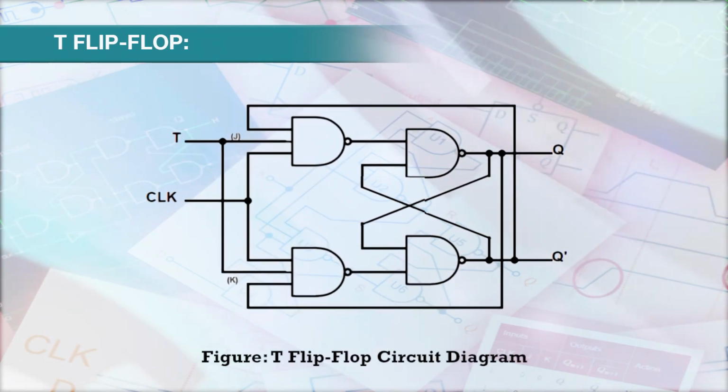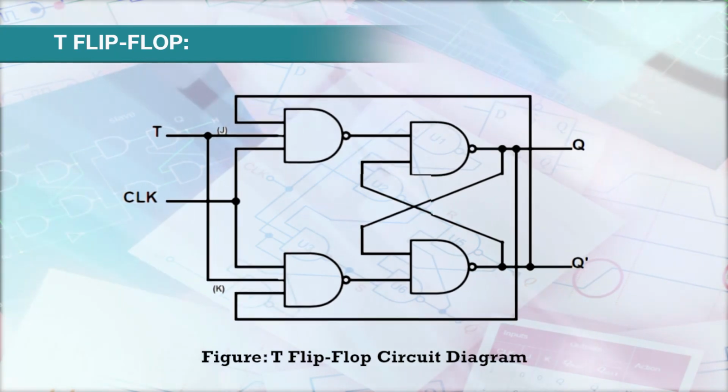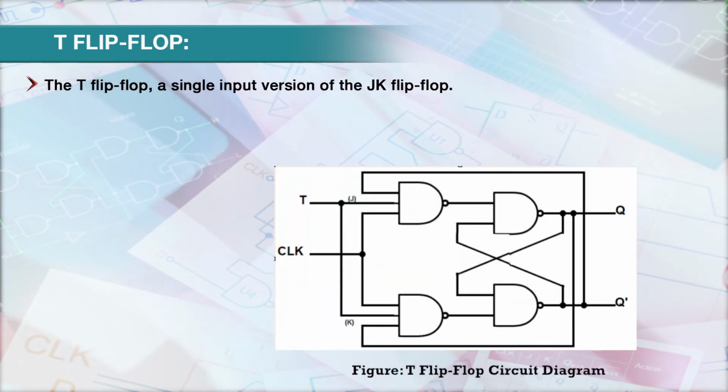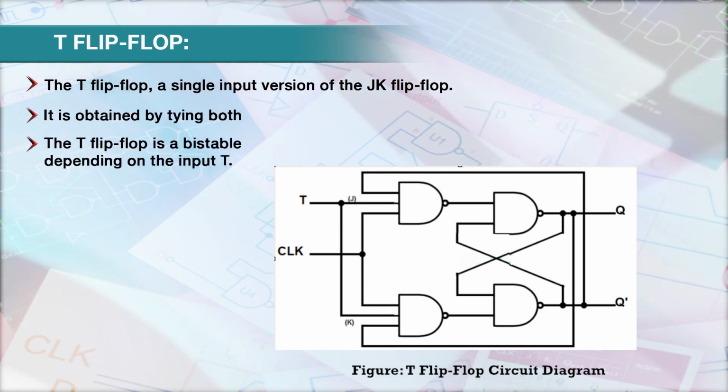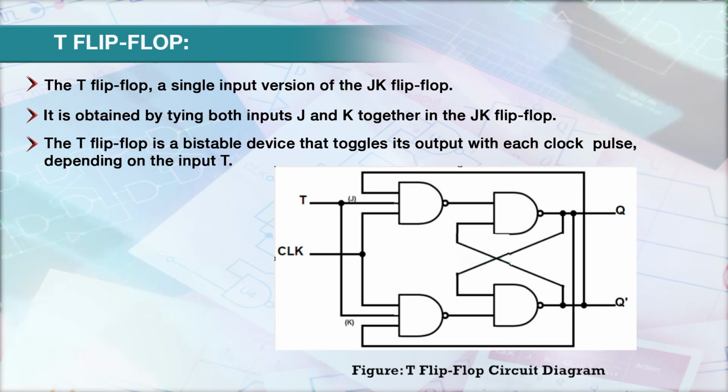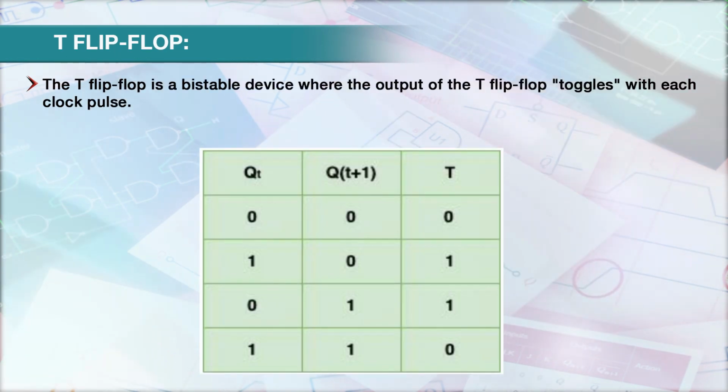T flip flop. Here we will learn the T flip flop, which is a single input version of the JK flip flop. The T flip flop is obtained from the JK flip flop if both inputs are tied together. The circuit diagram of the T flip flop is similar to the JK flip flop with J and K both set to 1.